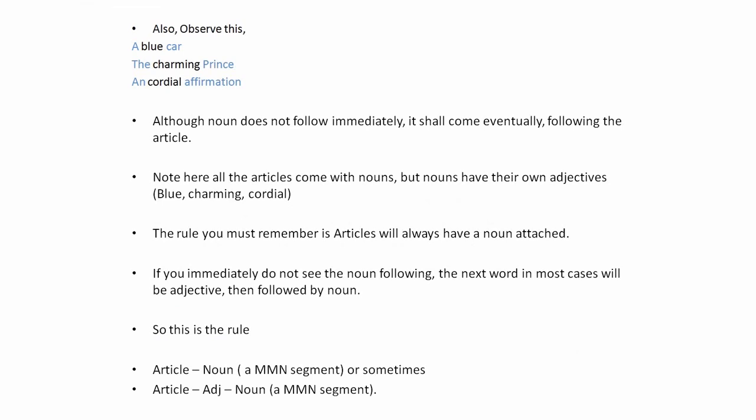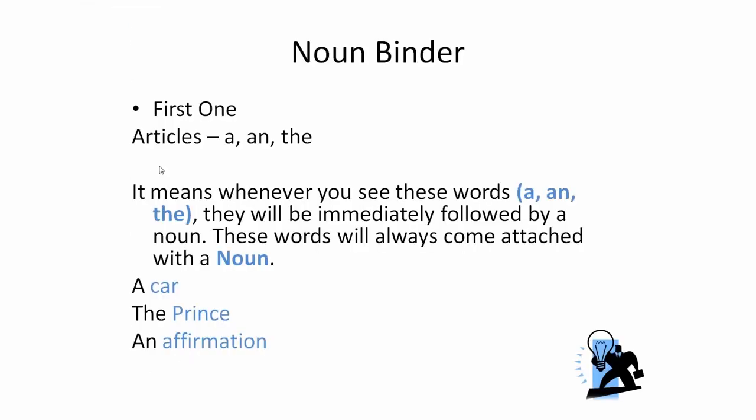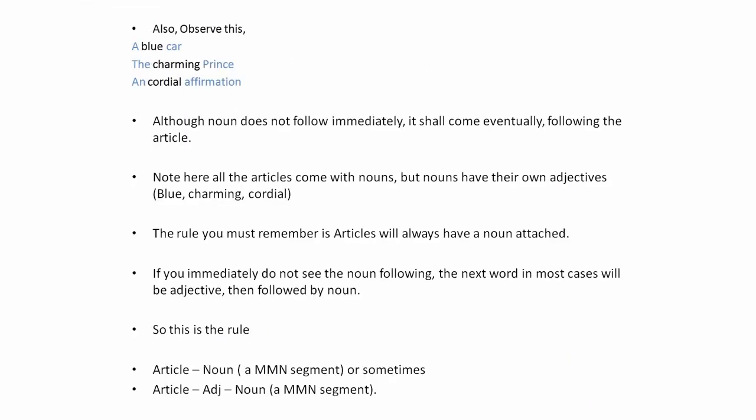Okay? So, also observe this. A car, the prince, an affirmation. But I have included adjectives here. Blue is an adjective. Charming is an adjective. Cordial is also an adjective. So, what I am trying to do here is, looking at this example before, I can safely say that articles are noun binders. And now, I can also say that adjectives are also noun binders, because when you have an adjective, you will get a noun. Now, I'm combining adjectives and articles together, and this is what I get: a blue car, the charming prince, and a cordial affirmation. Now, there's an article binder, and also there's an adjective binder to the noun.